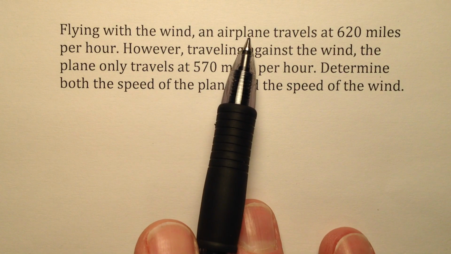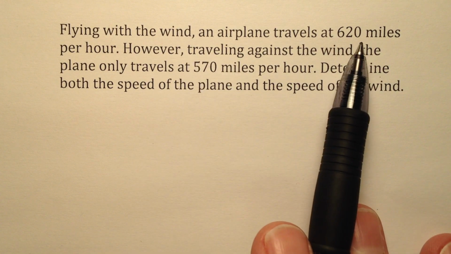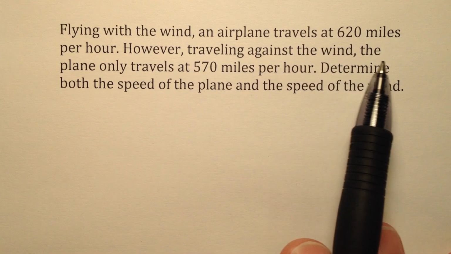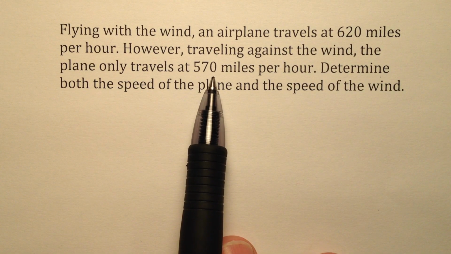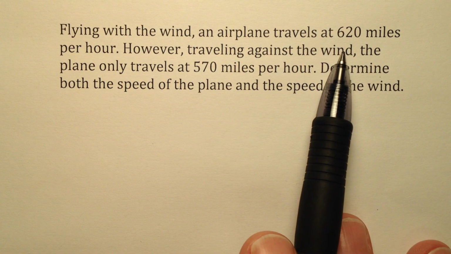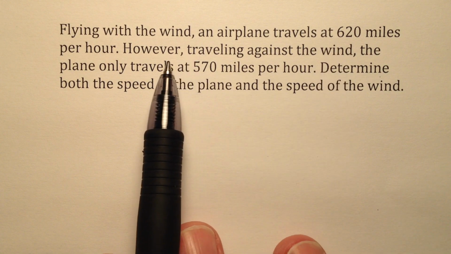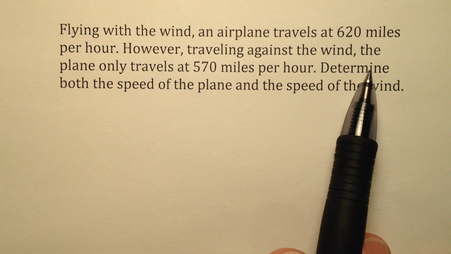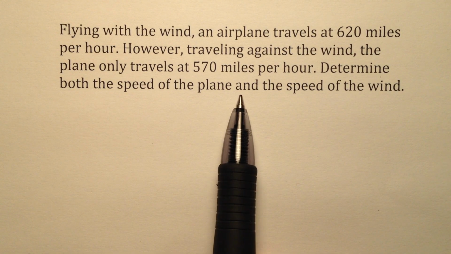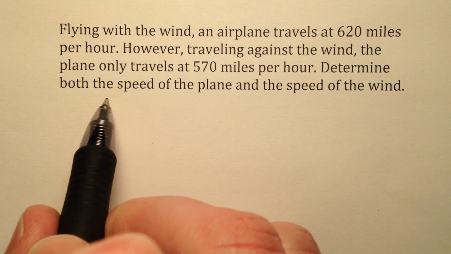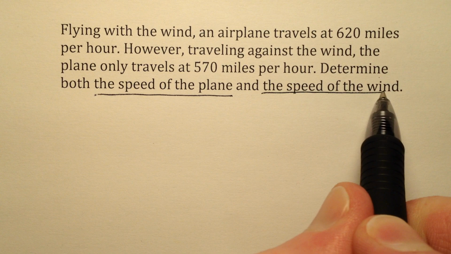So we can take their two speeds and add them together, and that's where we get our 620 miles per hour. However, traveling against the wind, the plane only travels 570 miles per hour. So this kind of tells us against the wind that the wind is pushing the airplane back. So we could say the speed of the plane minus the speed of the wind is going to be our 570 miles per hour. So determine both the speed of the plane and the speed of the wind.